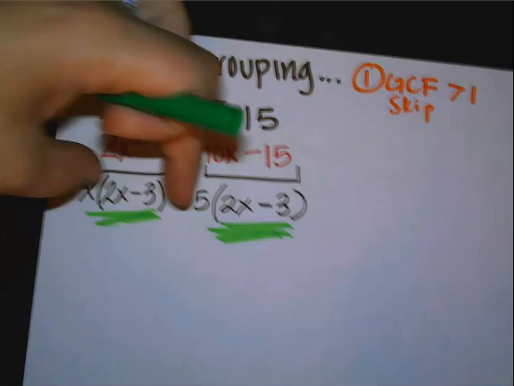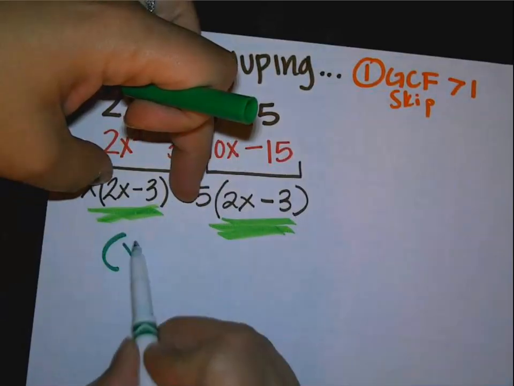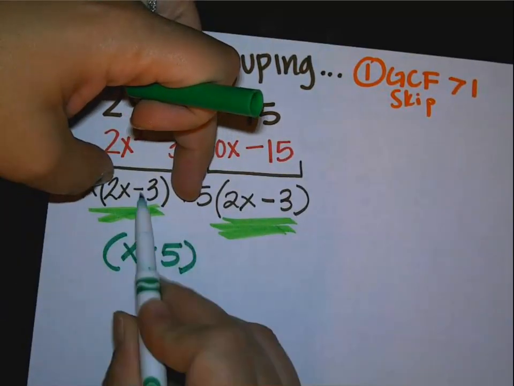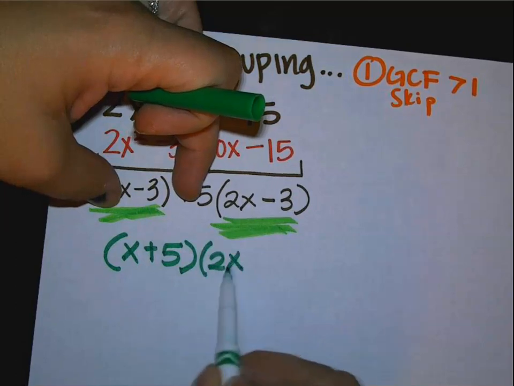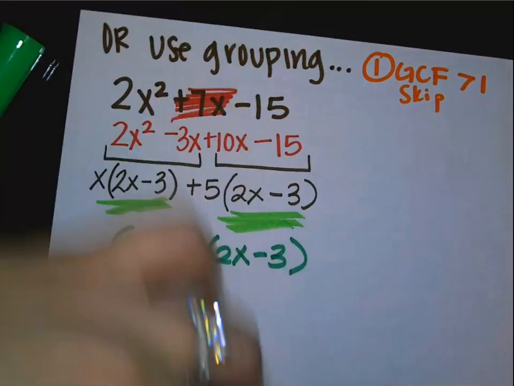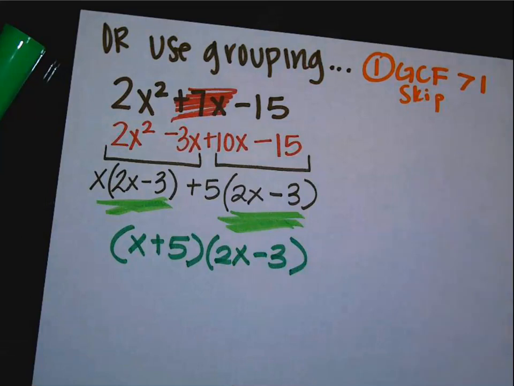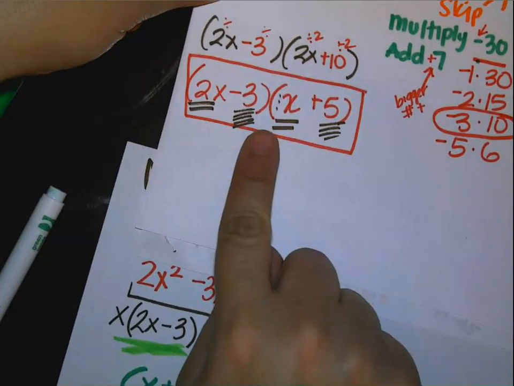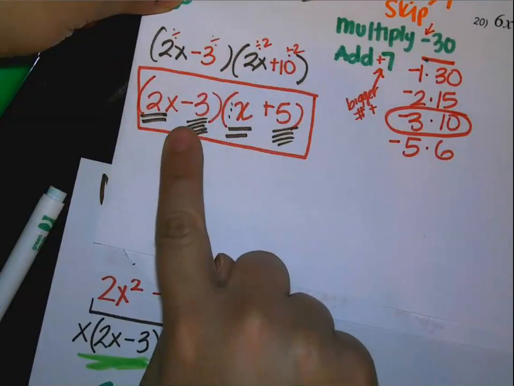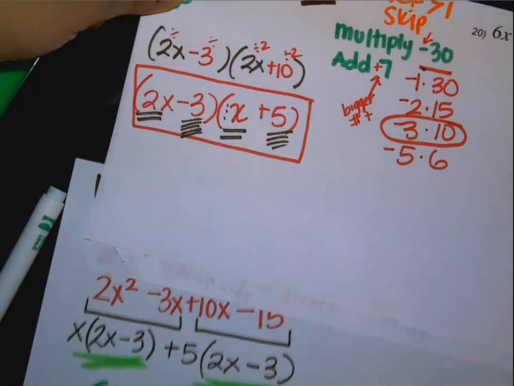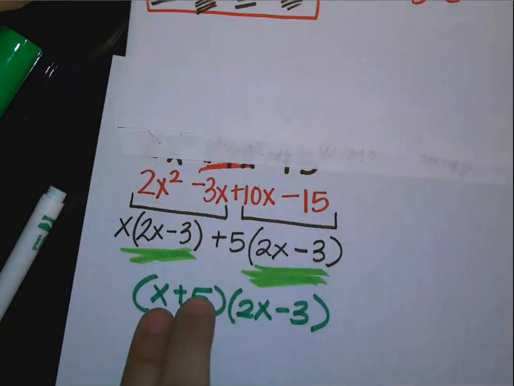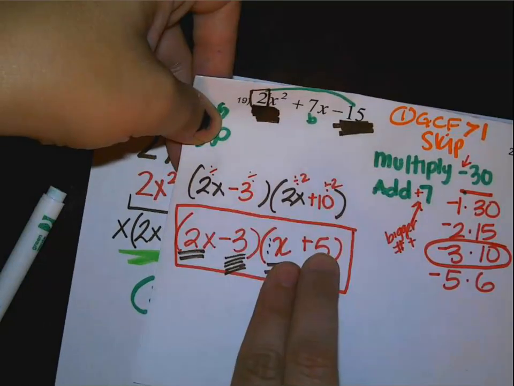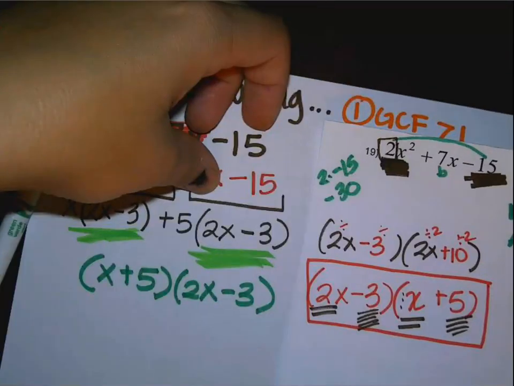So then I'm going to put these two together, and I'm going to bring one of these down, so I'm essentially factoring out that GCF of 2x minus 3. And as you can see, that's the same answer that we got here using this other method. The only difference is the x plus 5 is first, x plus 5 here is second. It doesn't matter. These are the same answers.